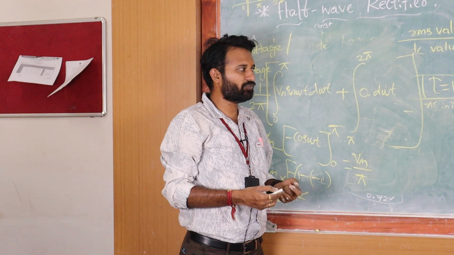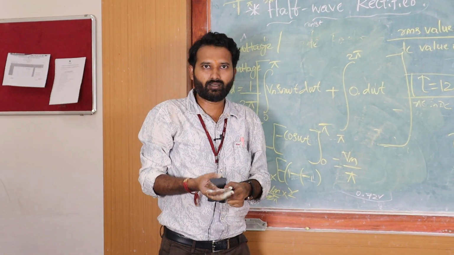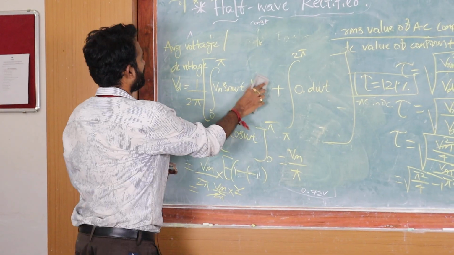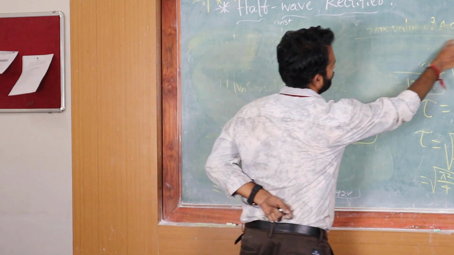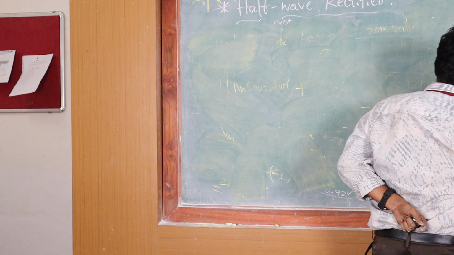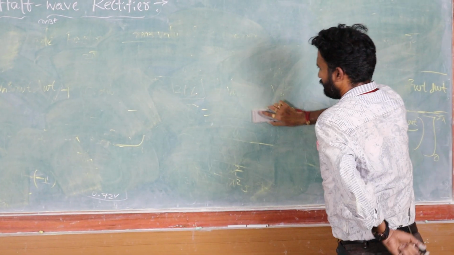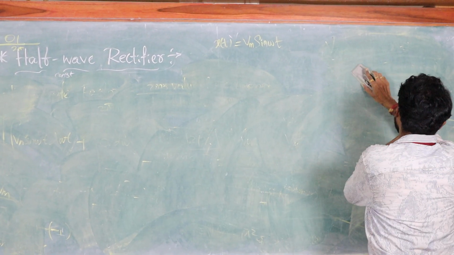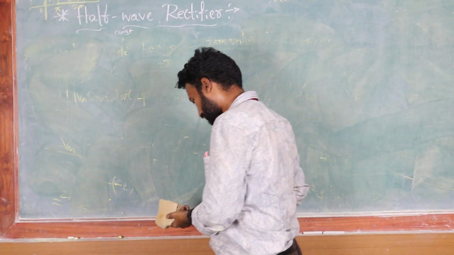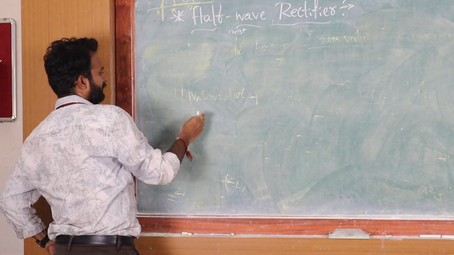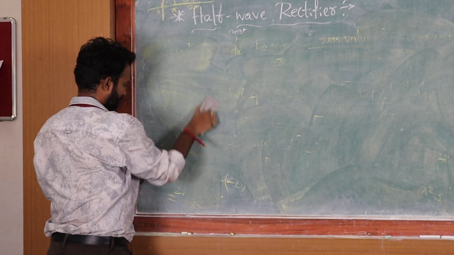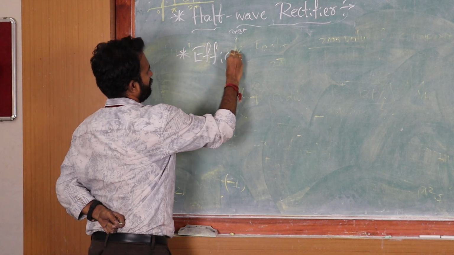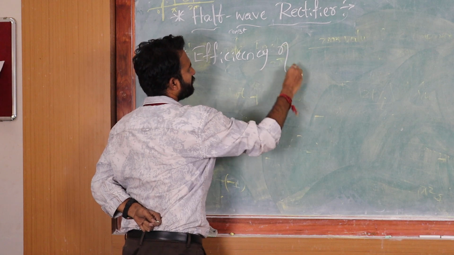Now let me explain a few terms. What do you mean by efficiency? What do you mean by form factor and ripple factor? So just let me erase this. Let us calculate the efficiency, form factor and ripple factor of the half-wave rectifier. Efficiency is denoted as eta.